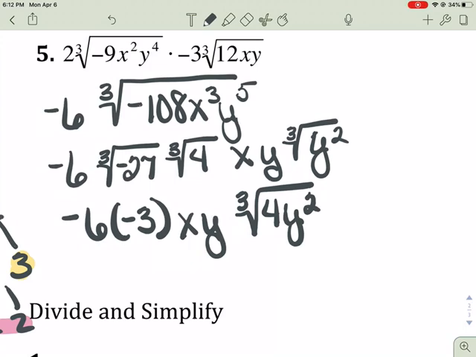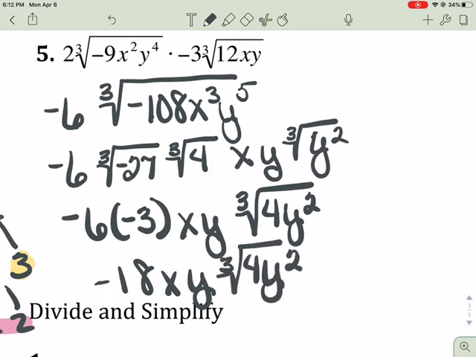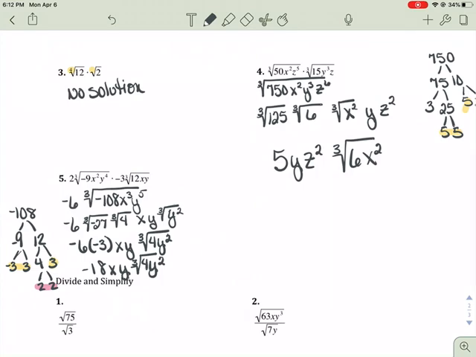Okay, so let's multiply the 6 and the 3. We get 18xy, negative 18, cube root of 4y squared. Okay. All right, so let's try division.